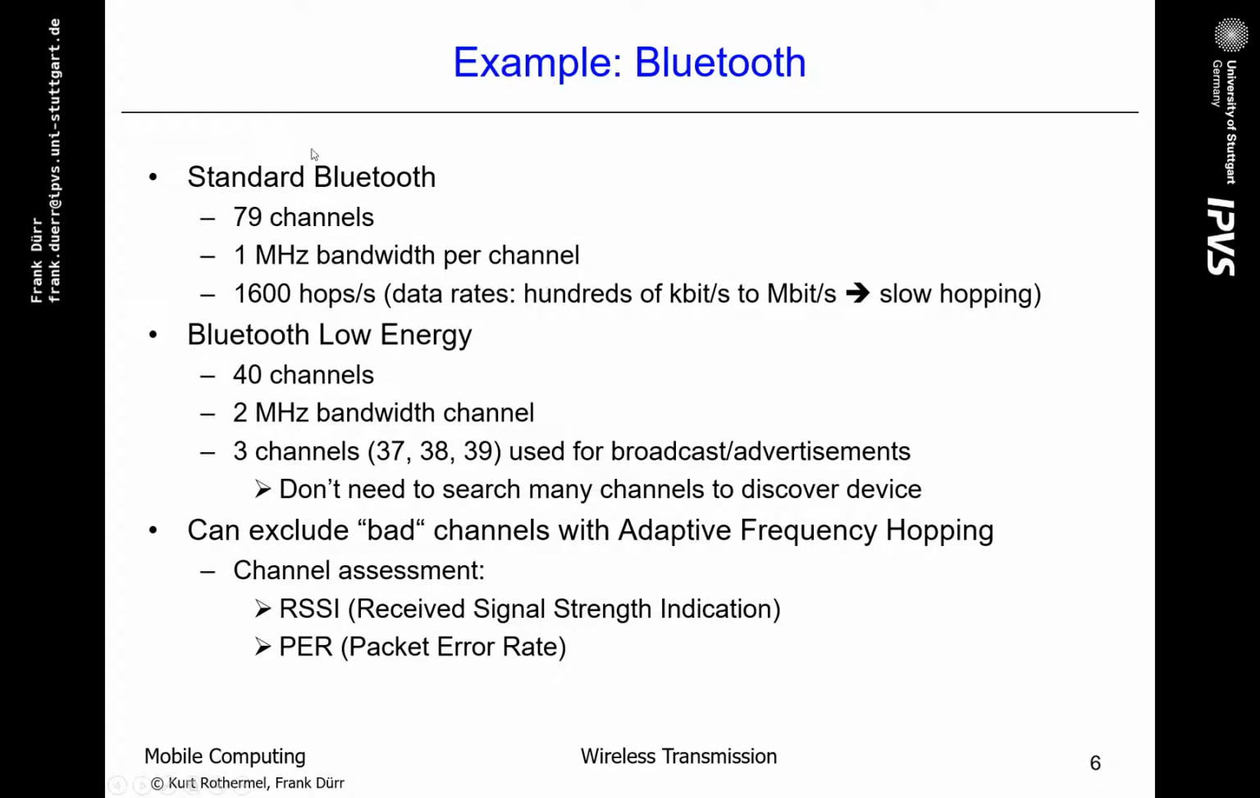So I should say with the standard Bluetooth, because there's also Bluetooth Low Energy out there. Bluetooth Low Energy only uses 40 channels. And each channel is a little bit broader. It has now 2 MHz of bandwidth. And for advertisements, we are using 3 channels only even. So Bluetooth sensors, they advertise themselves. So they say, hello, here I am. So I'm a Bluetooth sensor and I can transmit to you the temperature, for instance, or the heart rate.